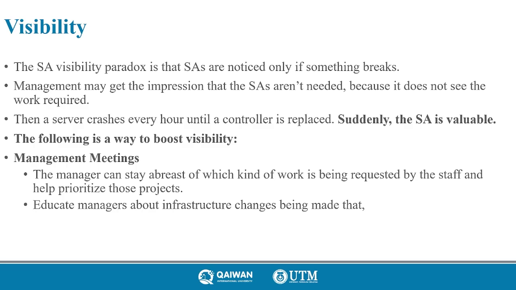Visibility. The SA visibility paradox is that SAs are noticed only if something breaks. Management may get the impression that the SAs are not needed because it does not see the work required. And this, believe me, would be the main problem of nearly most of the companies in Kurdistan.